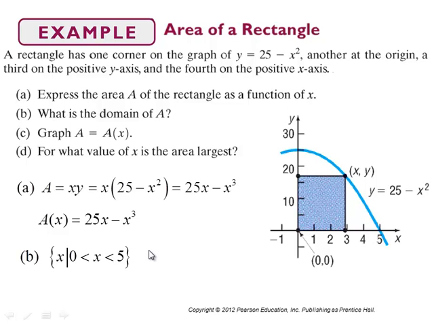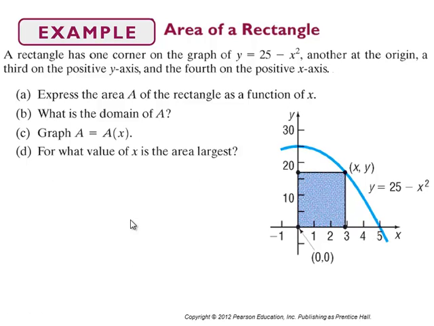So in order for us to have a rectangle that has any sort of positive area, we would need x to be somewhere between 0 and 5. So this set right here is the domain of values for x for this area function.